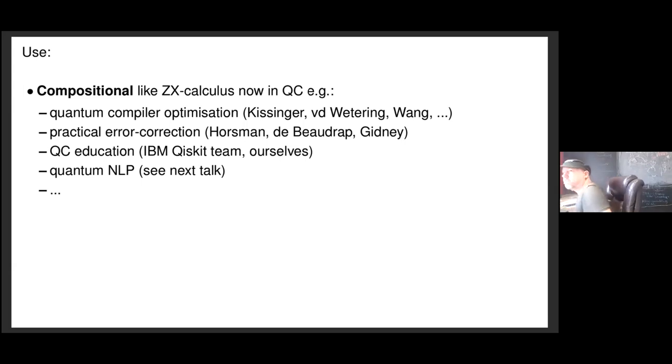Another thing is quantum computing education. The IBM Qiskit team is very keen on all this compositional stuff like the ZX calculus, and they want to make this a prime actor in basically the general education of quantum, especially when it comes to educating people at high school level. And I'm going to talk about this if I've got time at the end, because I'm also involved in something like that. And then tomorrow we'll be talking about quantum natural language processing on actual quantum computers. And that wouldn't be possible without this sort of compositional logic perspective.